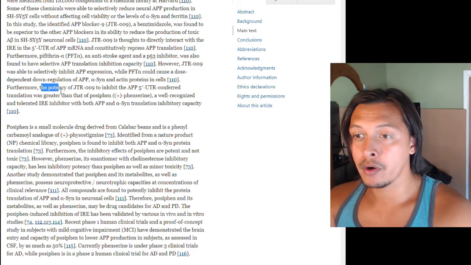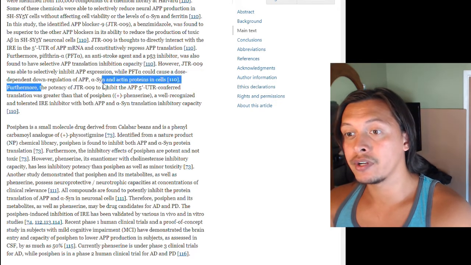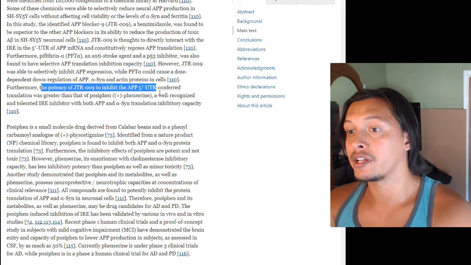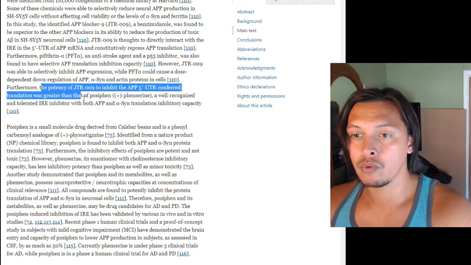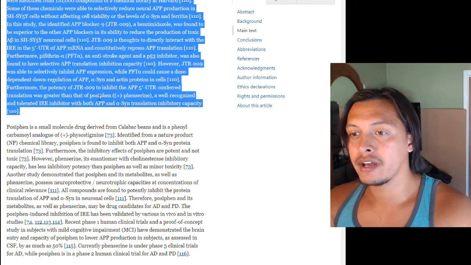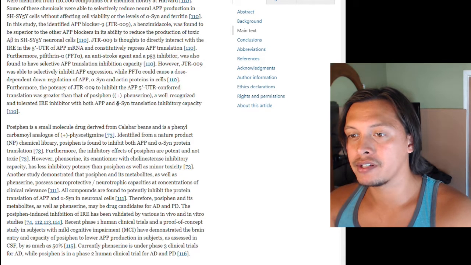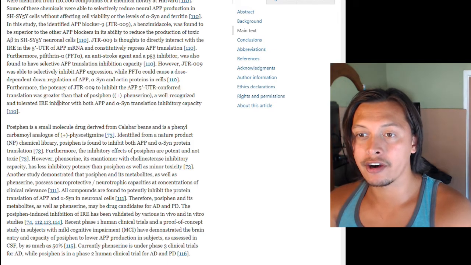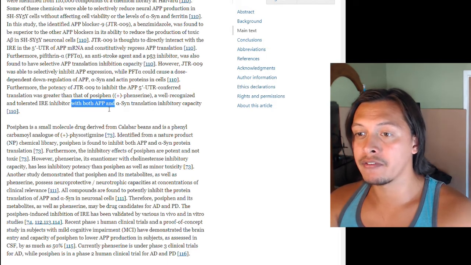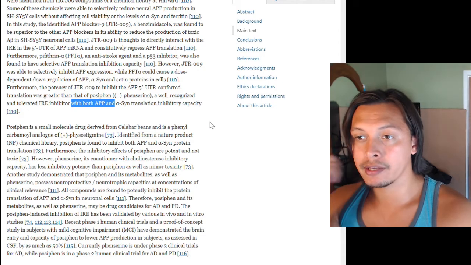So furthermore, the potency of JTR009 to inhibit the amyloid precursor protein 5' untranslated region conferred translation was greater than that of the positive control, phenserine, a well-recognized and tolerated IRE inhibitor with both APP and alpha-synuclein translation inhibitory capacity.